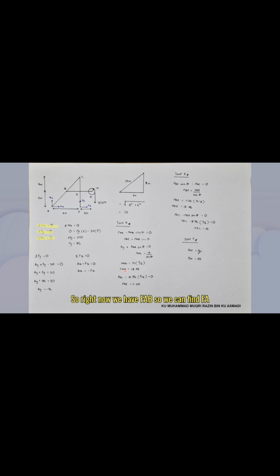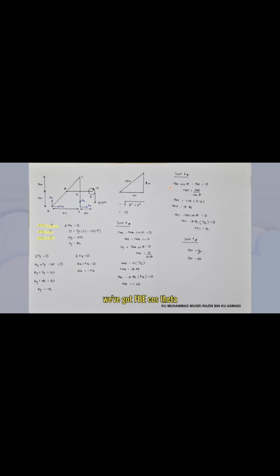Right now we have FAB, so we can find FAE. We put the value of FAB back into the equation. So FAE minus 18.75 times 3 over 5 is equal to 0, where 3 over 5, which is 6 over 10, is cos theta. So FAE is 11.25. Right now we're going to move to joint E.